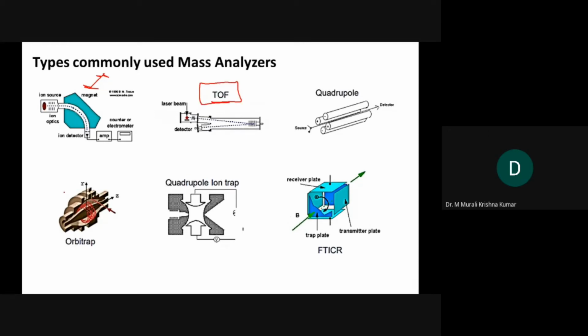Are you able to understand magnetic sector, its principle and its application, advantages and disadvantages? Hello? Yes, sir. Okay, very good. So let's move on to the time of flight mass analyzer. Today we are going to discuss only the magnetic sector and time of flight. Okay, don't worry.